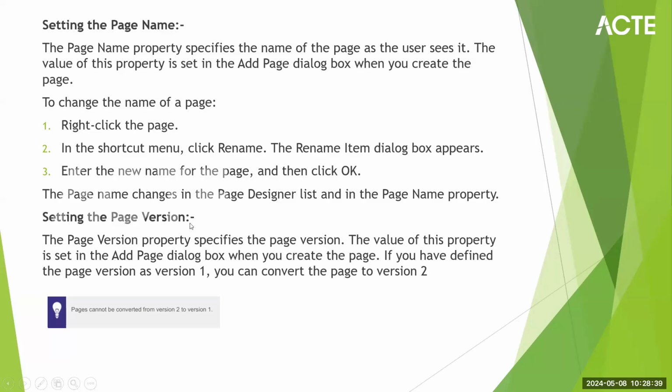Setting the page version. So how to set the page version? The page version property specifies the page version. The value of the property is set in the add page dialog box when you create a page. So if you have defined the page version as version 1, you can convert it to version 2, but you cannot convert version 2 into version 1.